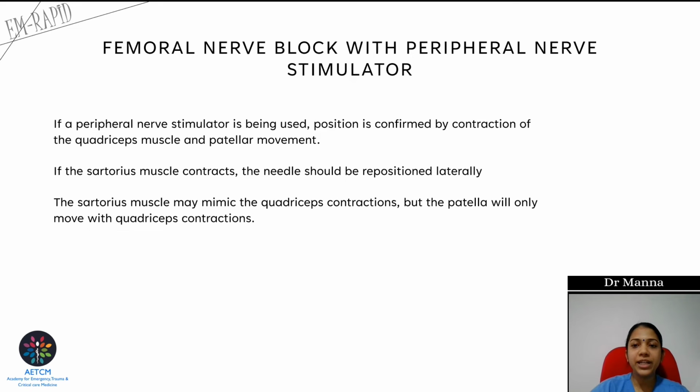If we have a peripheral nerve stimulator, it will confirm the position of the needle by showing the contraction in the quadriceps muscle and patellar movement. If the sartorius muscle is contracting, the patella will not move. So the needle should be repositioned and directed more laterally. Sometimes the sartorius muscle itself can mimic a quadriceps contraction, but the patella will not move. The patella will move only if the quadriceps contracts. So that's how we recognize whether we are in the correct position or not.